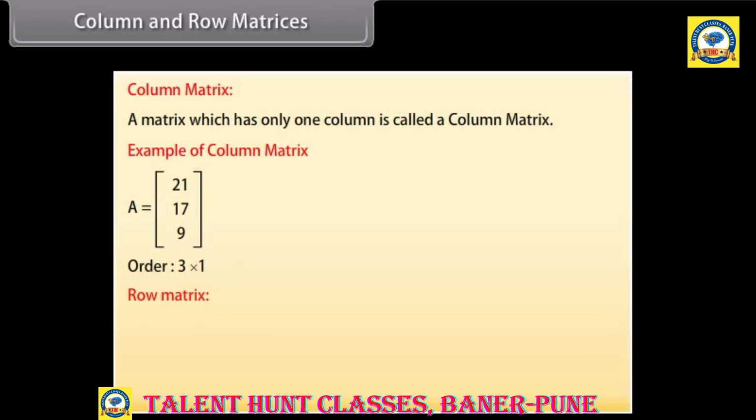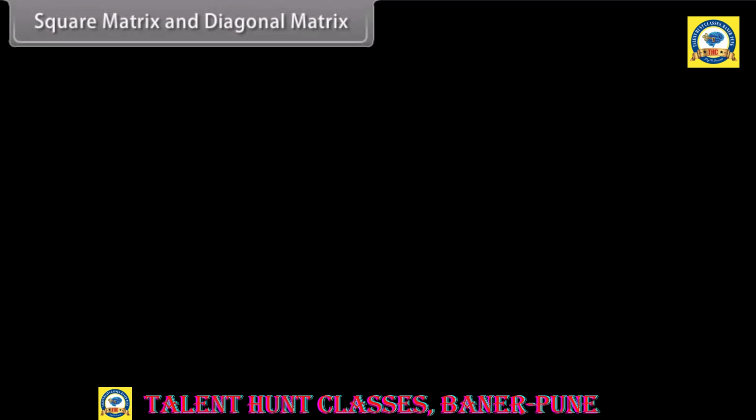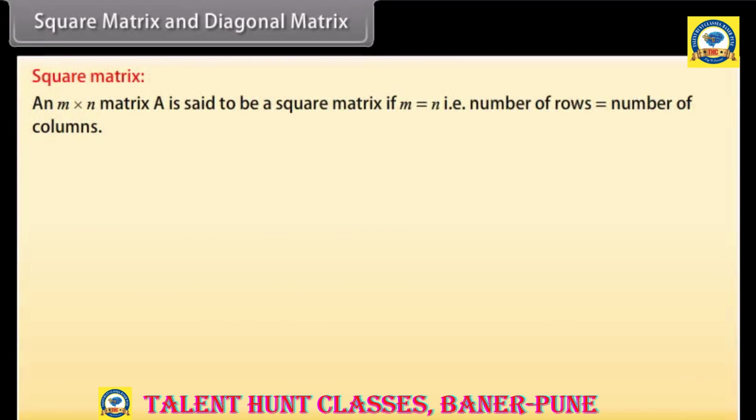Row matrix. A matrix is said to be a row matrix if it has only one row. For example, row-wise 3, 5, 1 is a row matrix as it has only one row. Square matrix and diagonal matrix. Square matrix. An m by n matrix A is said to be a square matrix if m is equal to n, that is, number of rows is equal to number of columns.